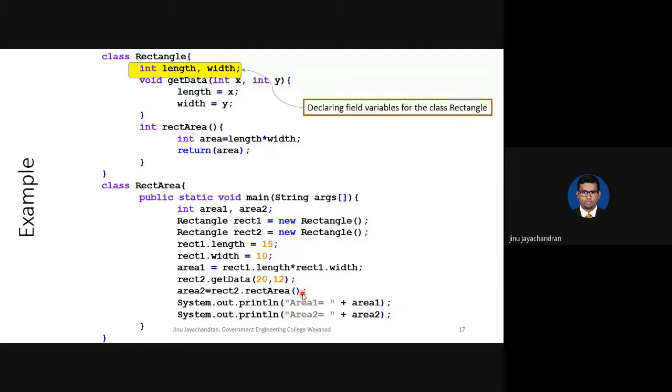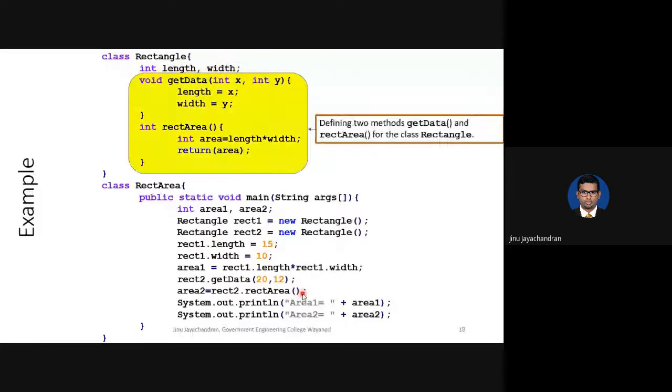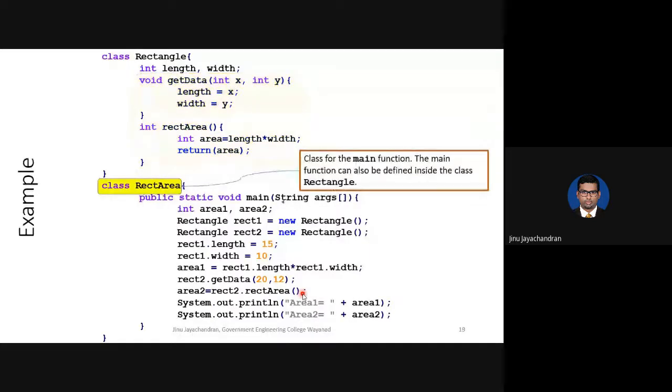So let's do that step by step. First, length and width are declared. Then you have defined two functions called getData and rectArea, or two methods, inside the class Rectangle. Then you have created a new class for the main function.